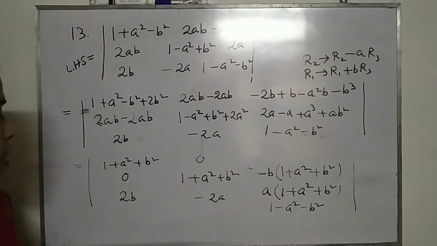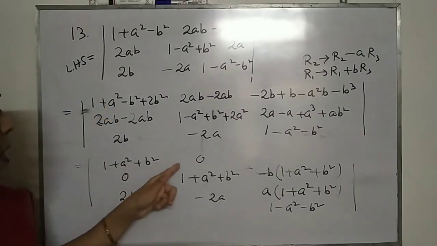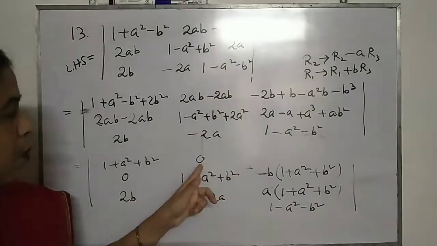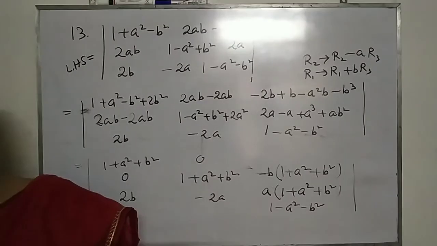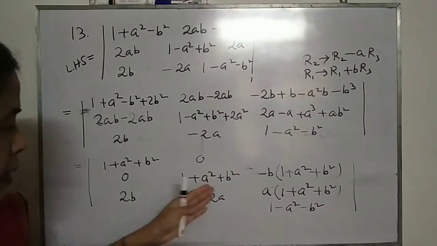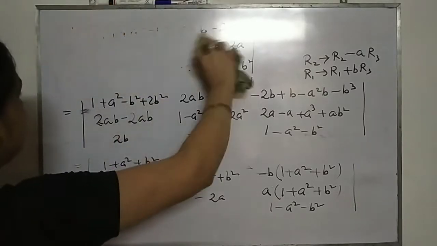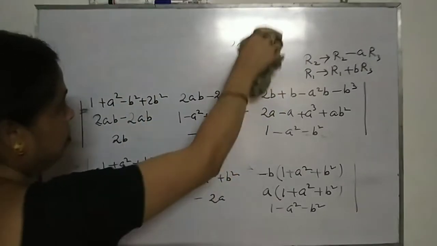So you see, from the first row you have 1 plus a square plus b square into this and this one. So 1 plus a square plus b square will be coming common from the first row. Align it to 1 and just make the alignment. The same row you write down.